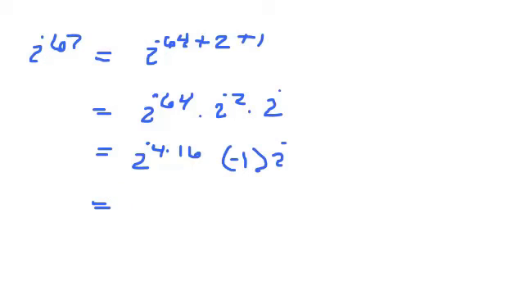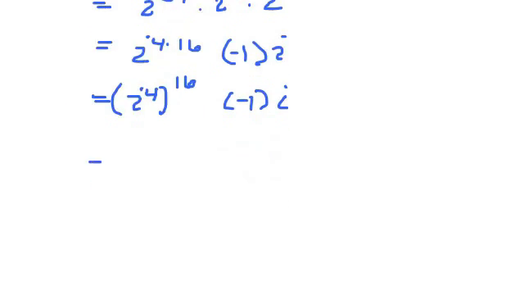And then this guy right here can be written as i to the 4th raised to the 16th power, and i to the 4th, what do we say i to the 4th was? We said that it was 1, didn't we? And of course we're just going to end up getting negative i in this problem. Negative i. Okay.